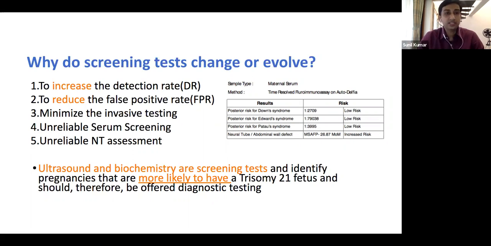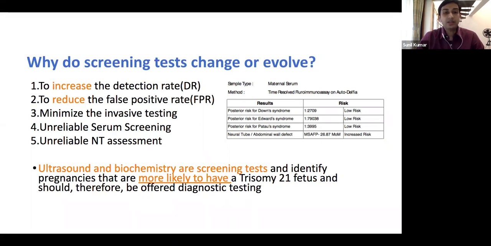One is to increase the detection rate. If any better tests are there, then these tests are included for screening so that it can increase the detection rate. Second is to reduce the false positive rate. Third, minimize the invasive testing. Then sometimes some screening tests have unreliable serum screening, so those have to be eliminated. Then unreliable NT assessment can be there. These are the various factors why screening tests change or evolve with time.